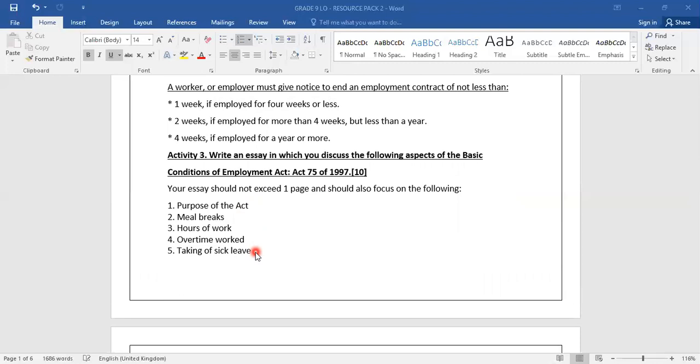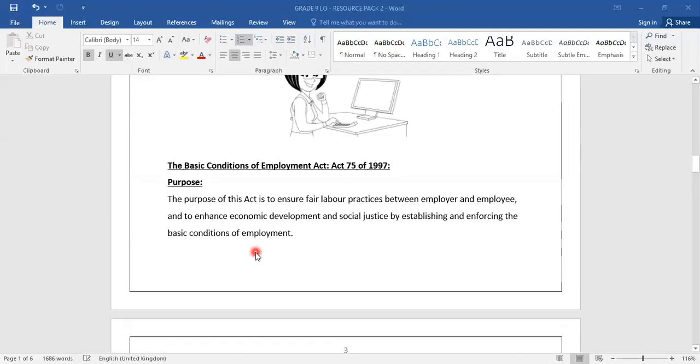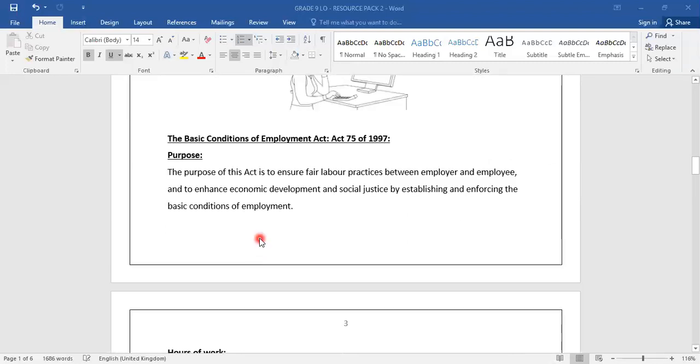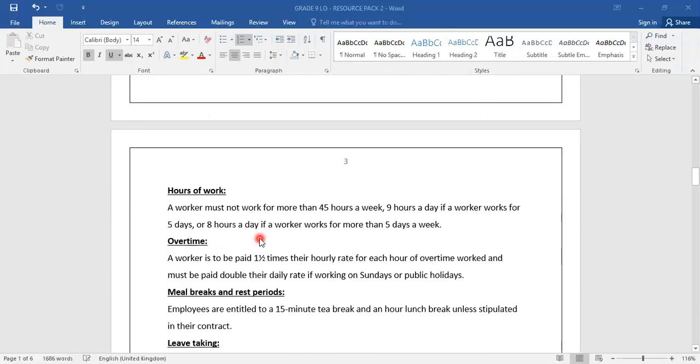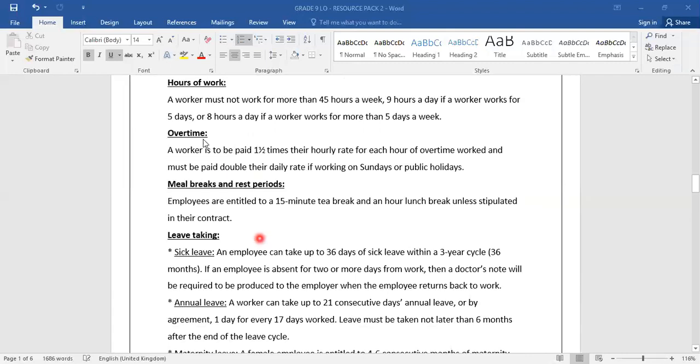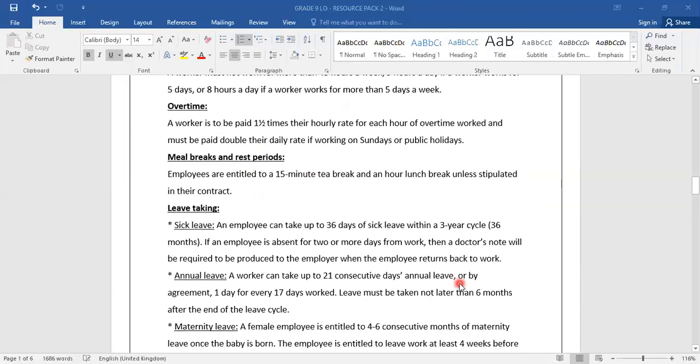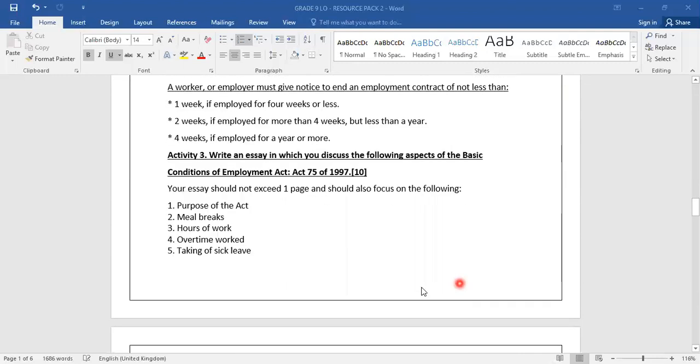And this information can be found from the bottom of page 2 of your resource pack and on page 3 of your resource pack. With that being said, boys and girls, I wish you all the best with completing activity 3, which requires you to write an essay to discuss the following aspects of the Basic Conditions of Employment Act.